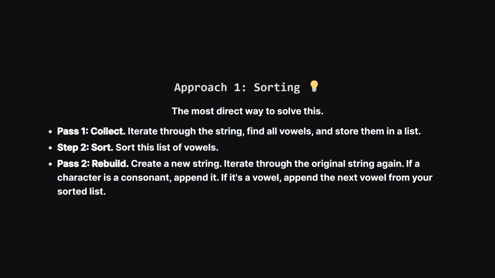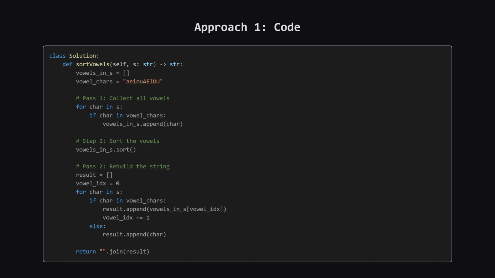We look at the original string character by character. If it's a consonant, we add it to our answer. If it's a vowel, we ignore it, and instead add the next available vowel from our nice sorted list. Alright, here's the Python code for that sorting approach. It does exactly what we just discussed.